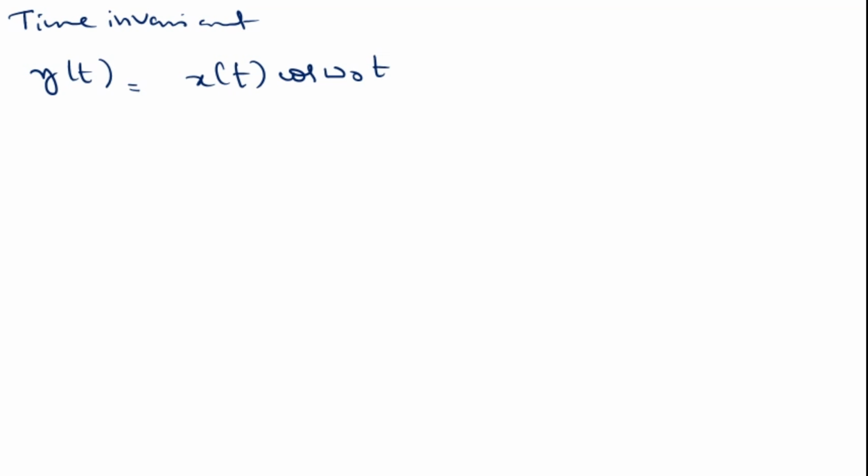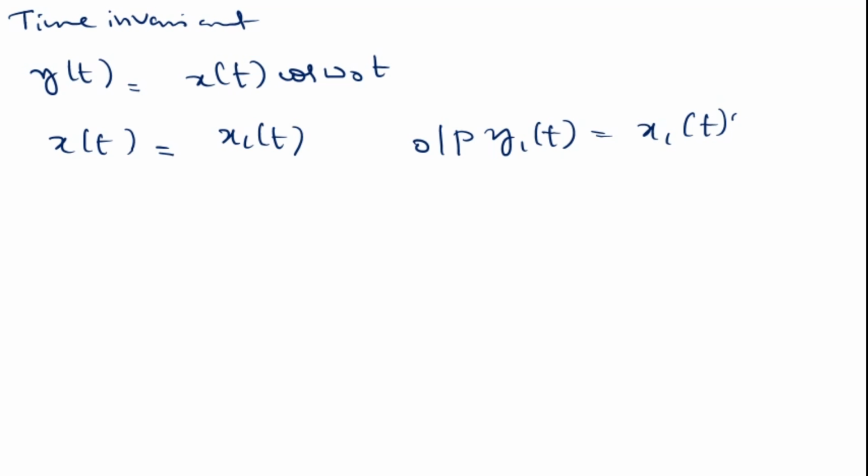Next property, time invariant. Check whether the given system y of t is equal to x of t into cos omega naught of t is time variant or time invariant. Let input x of t is equal to x1 of t, then output y1 of t is equal to x1 of t into cos omega naught of t.